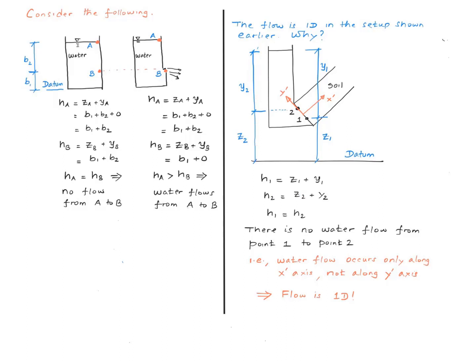So from this you can see easily that h1 equals h2. According to Darcy's law, there cannot be any flow from point 1 to point 2. If I were to define a coordinate system involving x prime and y prime axes, like shown in this picture here, the flow therefore takes place only along the x prime axis, not along the y prime axis, and therefore the flow is 1D. In other words, the flow takes place only in that direction. There is no flow across the cylinder.